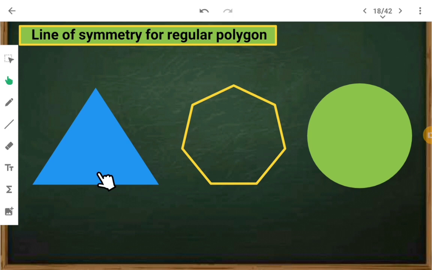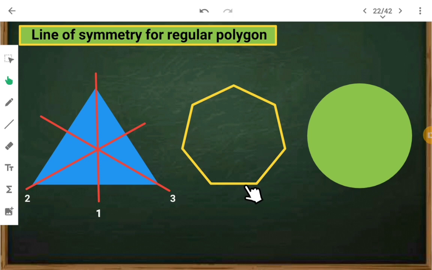3 sides, right? Now, I am going to draw the line of symmetry for the triangle. Yes, this is one line of symmetry, another line of symmetry, and another line of symmetry. How many lines of symmetry have I drawn? 3 lines of symmetry. 3 lines of symmetry for a triangle.